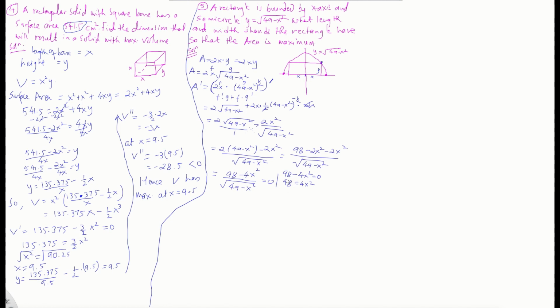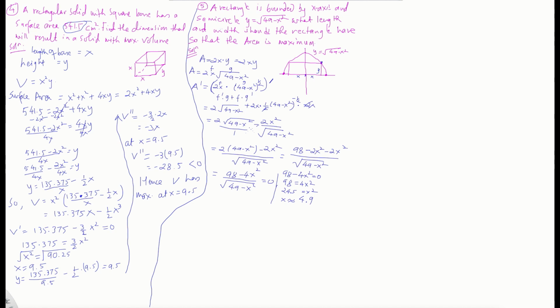98 divided by 4 is how much? 24.5 equals x squared. If you take the square root, you will get x approximately equals 4.9, because 5 squared is 25, right? So 4.9 squared will be almost equal to 24.9.